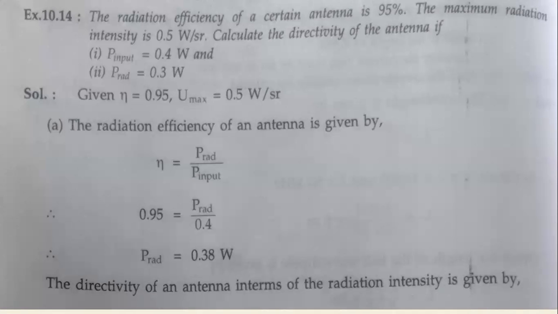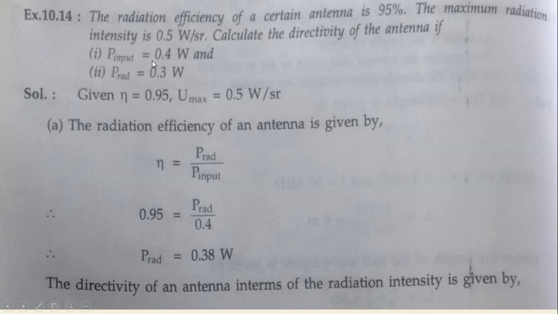The radiation efficiency of a certain antenna is 95%. The maximum radiation intensity is 0.5 watt. Calculate the directivity of the antenna.